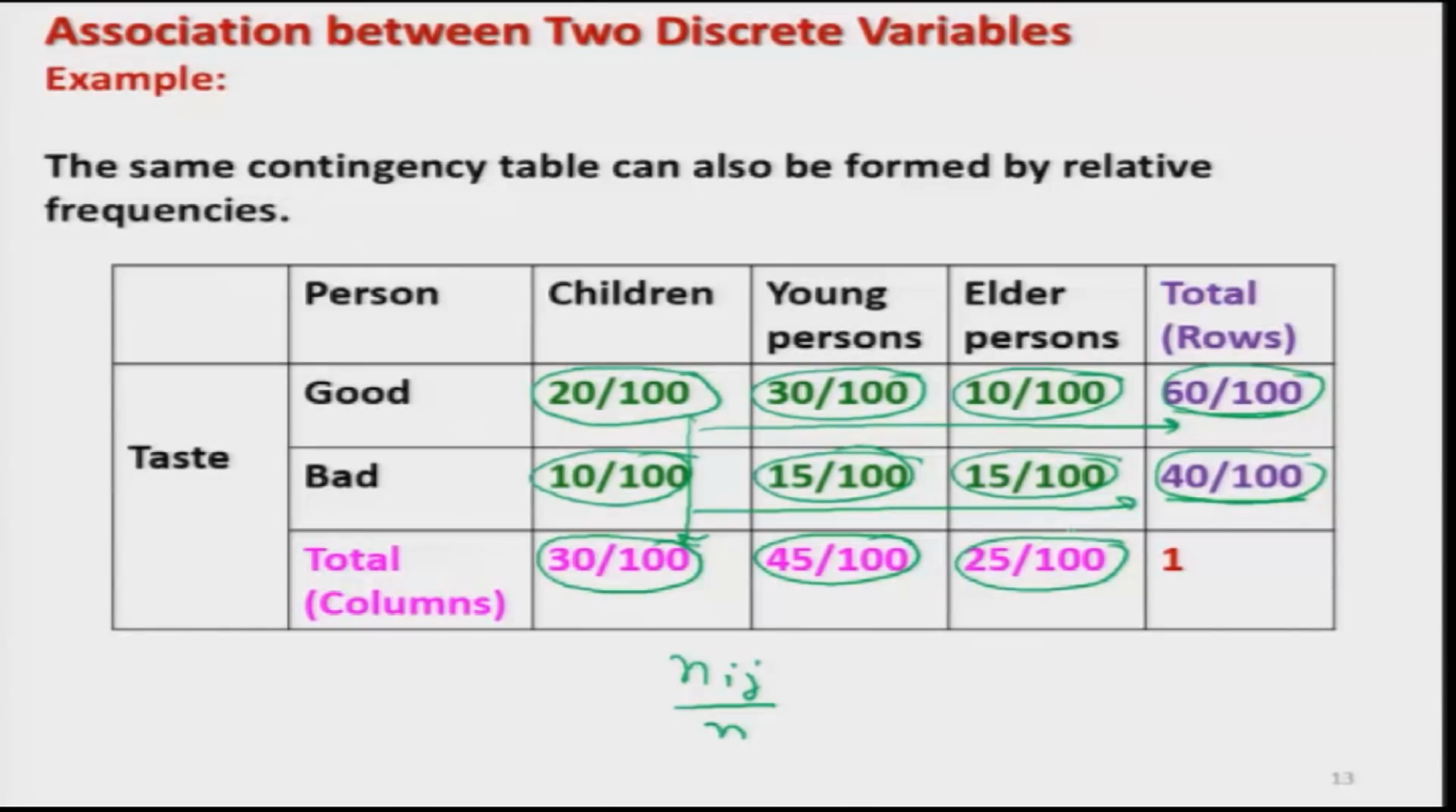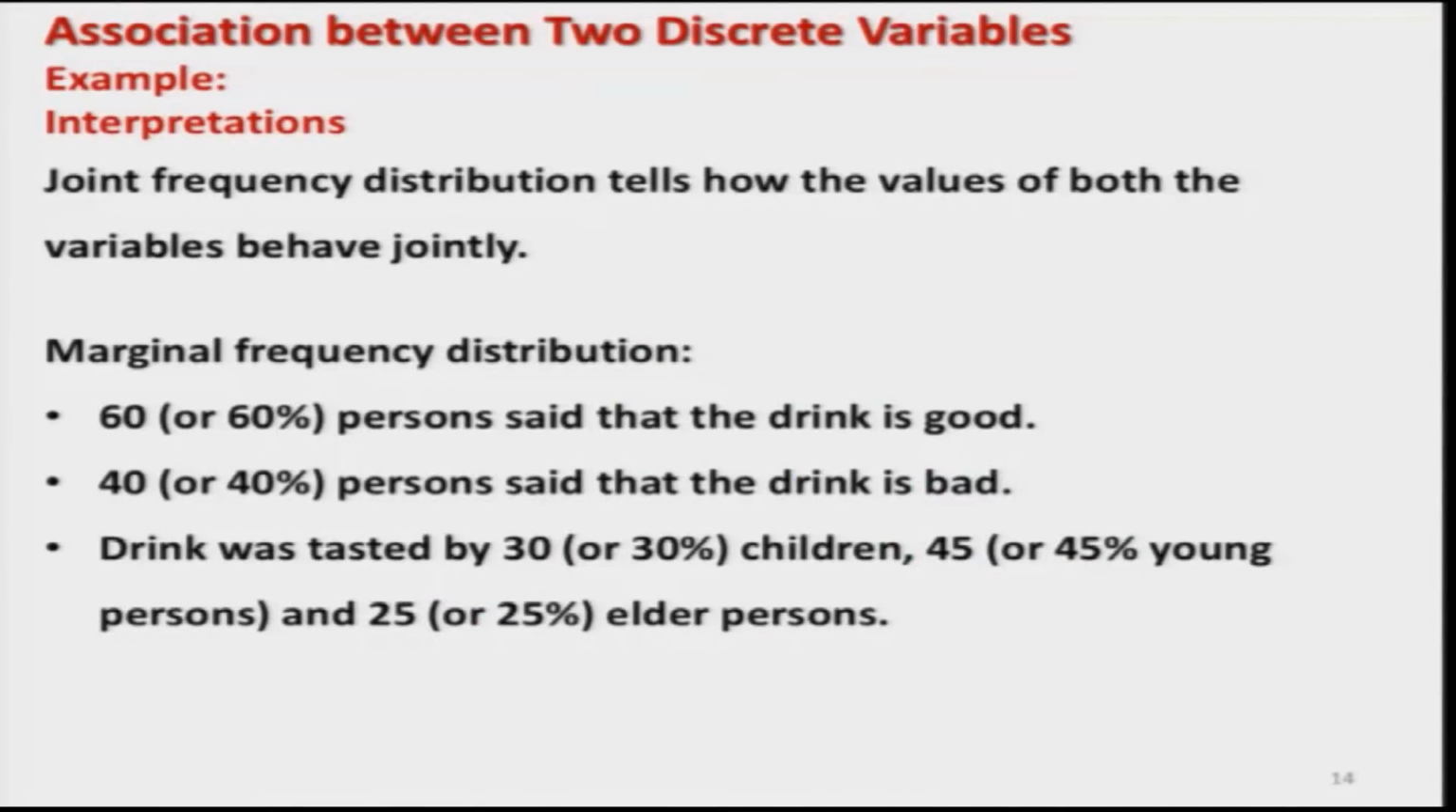So, this is trying to give us the same information in terms of relative frequencies, and obviously here the sum of all the frequencies will always be equal to 1. Now, if you try to see what type of information I have got from this table, I am not going to discuss each and every piece of information, but I will give you some. One thing is clear: this is a joint frequency distribution, and it is informing us how the values of both the variables behave jointly.